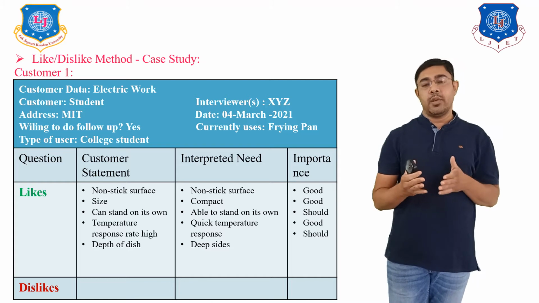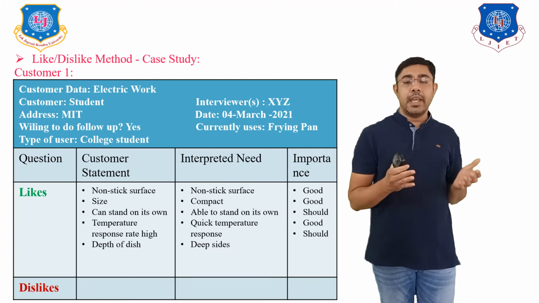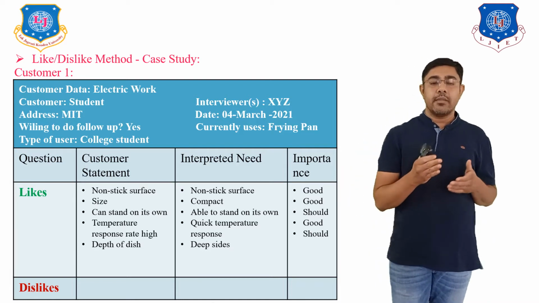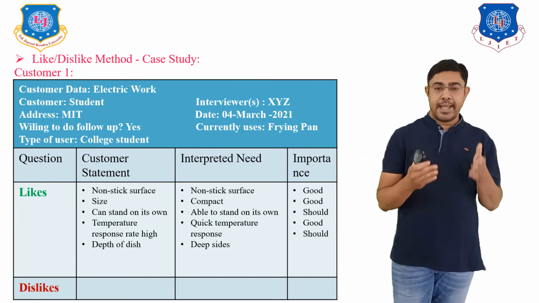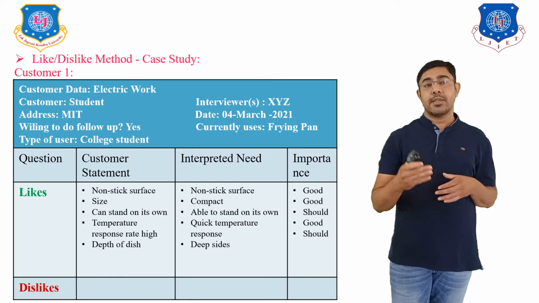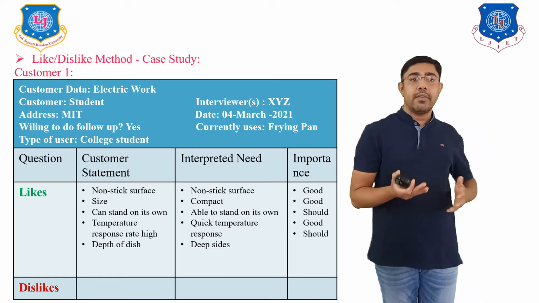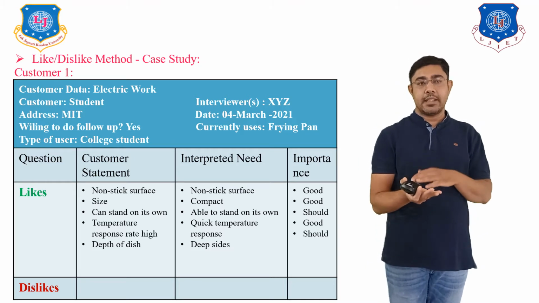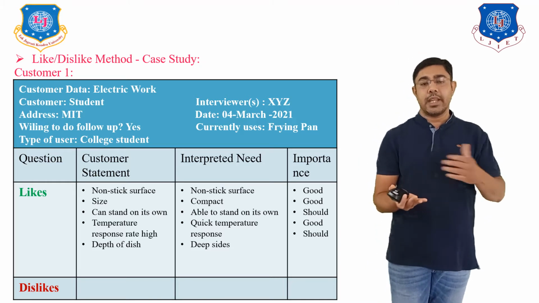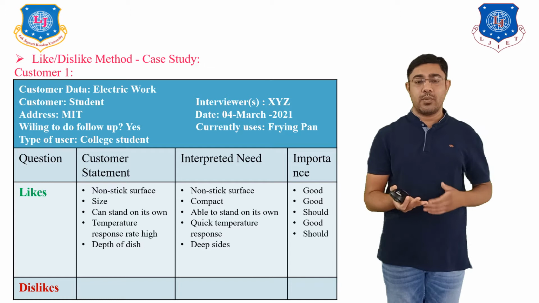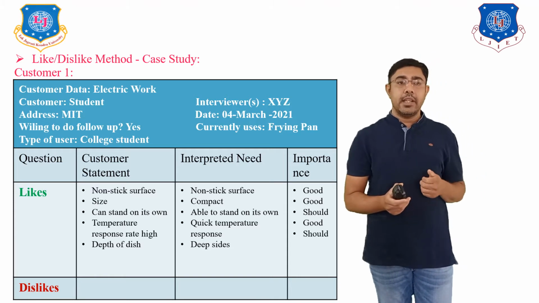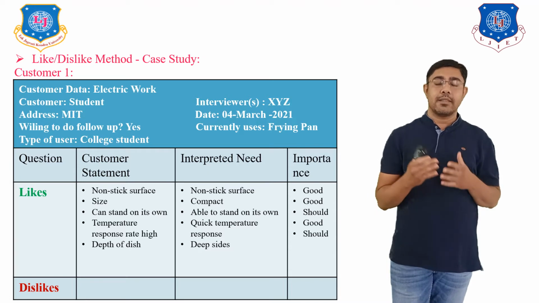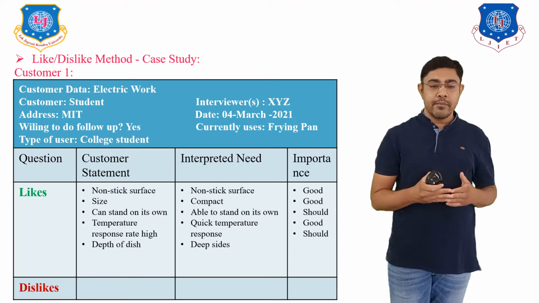Able to stand on its own. So it should be able to stand on its own. And the fourth like statement is the temperature response rate high. Whenever we have to cook any Chinese food, if there is a high temperature response, we can start our cooking as soon as possible. So the interpreted need is the quick temperature response, and the customer's expression is good.